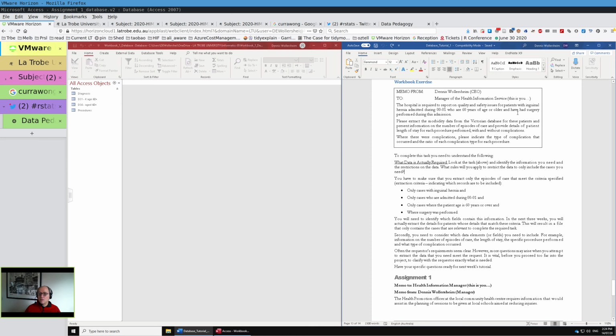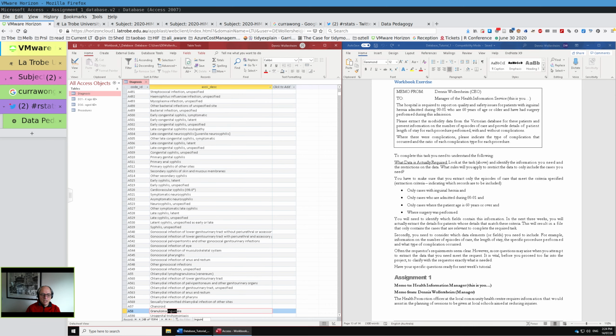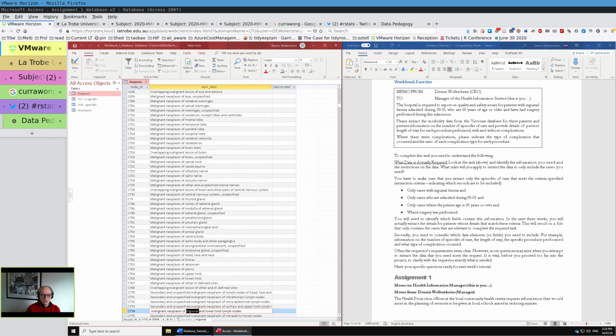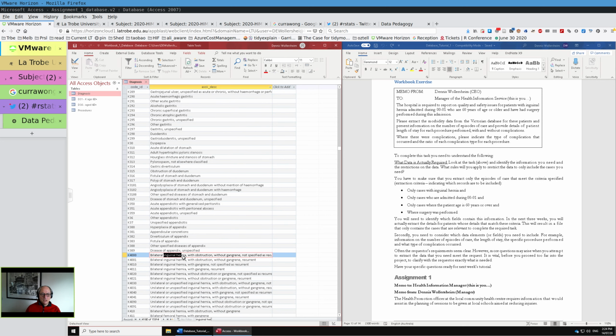We need cases with inguinal hernia. So first thing is, which table has information about inguinal hernia? So does the diagnosis table have information about inguinal hernia? Let's type in ING, UINL. Okay, we've got some inguinal hernias there. It looks like from K4000 to K491. Anything that starts with K40, it looks like are the inguinal hernias.